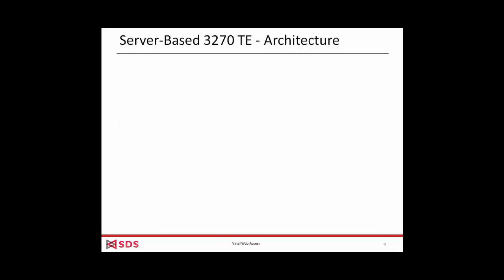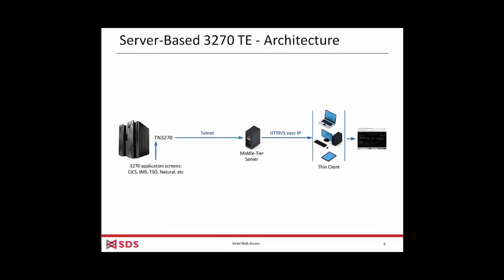Those 3270 terminal emulators that do not rely on client apps rely instead on middle-tier servers. With a server-based architecture, the 3270 emulation program runs on a middle-tier server, and it serves the 3270 screens to thin client web browsers. As with the client-based architecture, the 3270 emulation program is device-dependent and works on the type of device that it was designed and developed for, typically a Windows workstation.